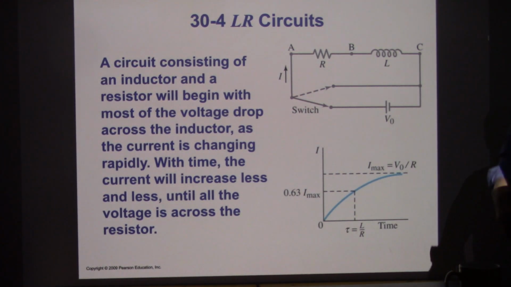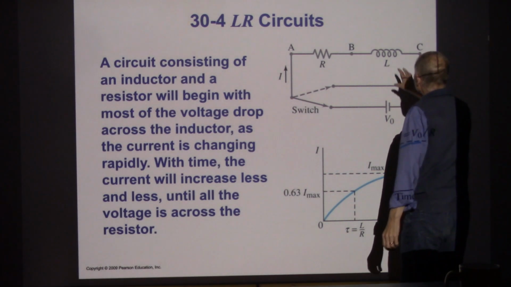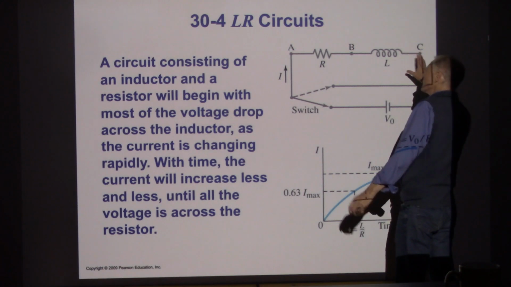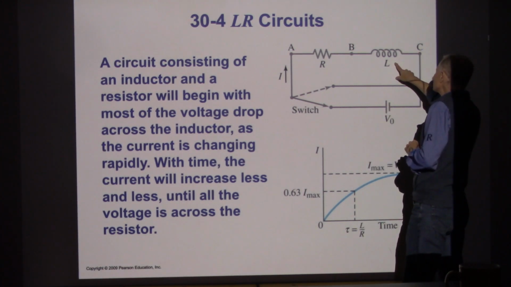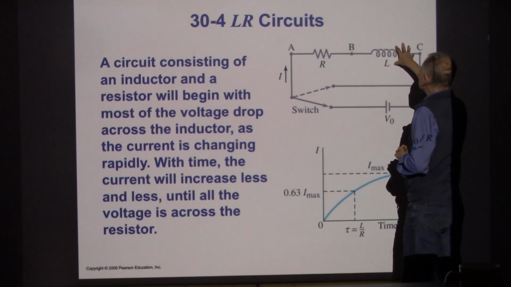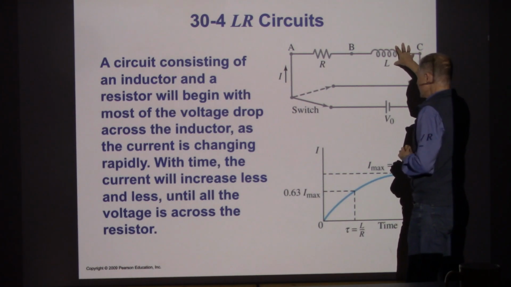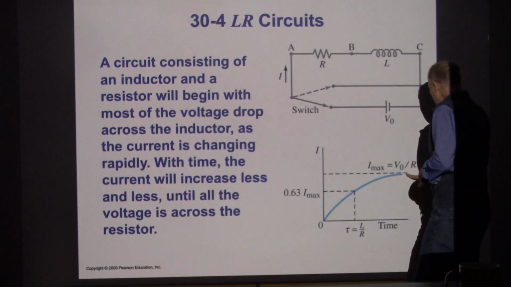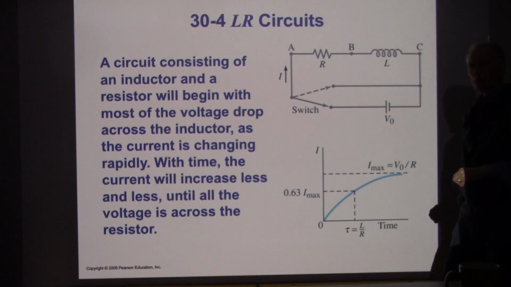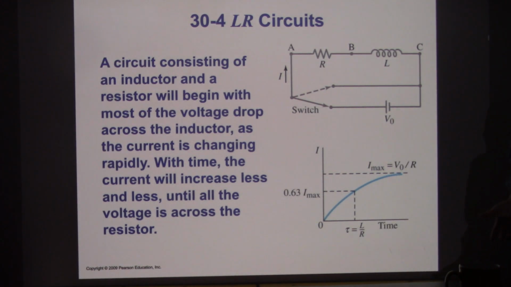Circuits have this effect of inductance in them. I mean, every circuit has a little bit of inductance, I guess, but this circuit actually has a dedicated inductor. And so what's going to happen is the current is going to rise and asymptotically approach some final value. Hey, we've seen this before, right? This is what we saw with charging a capacitor.